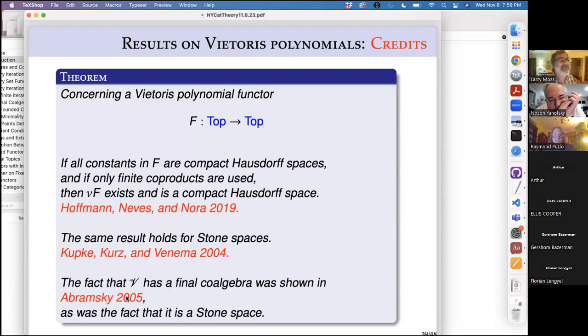Actually, Abramsky noticed this much earlier, probably in the 80s. He showed that V on a compact Hausdorff space has a final coalgebra that's a Stone space.